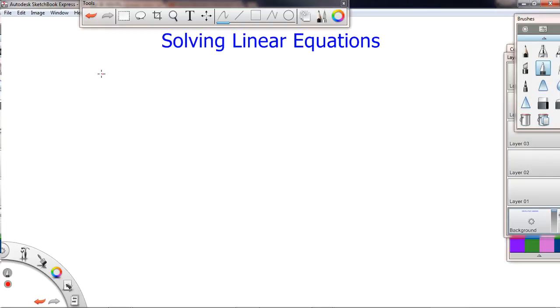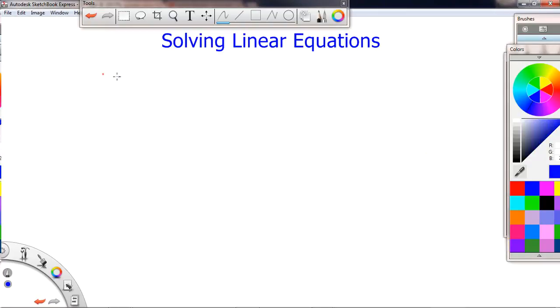Start with a basic one. I don't want red, I want blue. Okay, so our first equation is going to be 17x minus 32 is equal to 19.